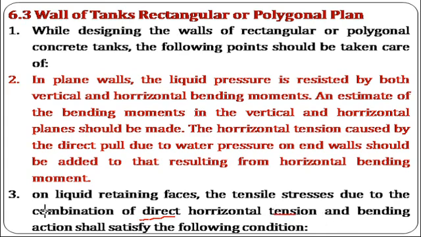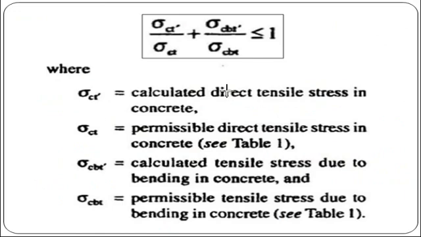should satisfy this condition: sigma ct dash divided by sigma ct plus sigma cbt dash divided by sigma cbt should be less than or equal to 1, where sigma ct dash is the calculated direct tensile stress in the concrete. Then sigma ct is the permissible direct tensile stress in the concrete, that you have to take from Table number 1 that we have earlier seen.